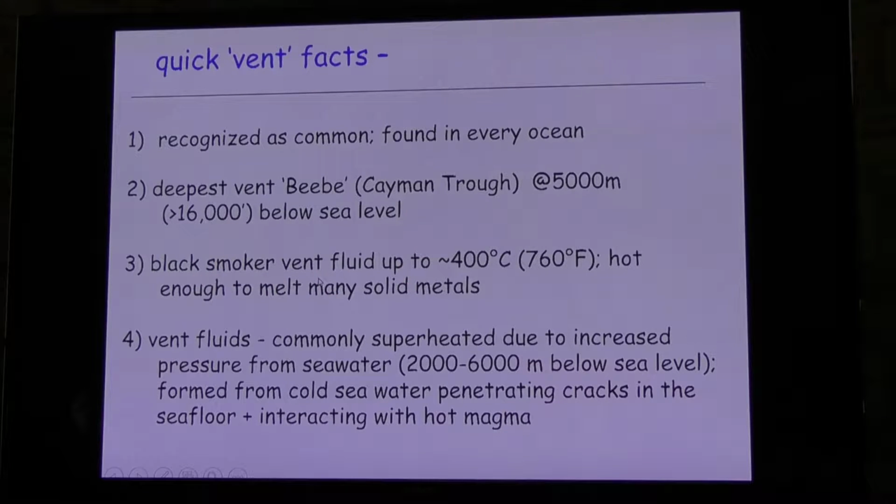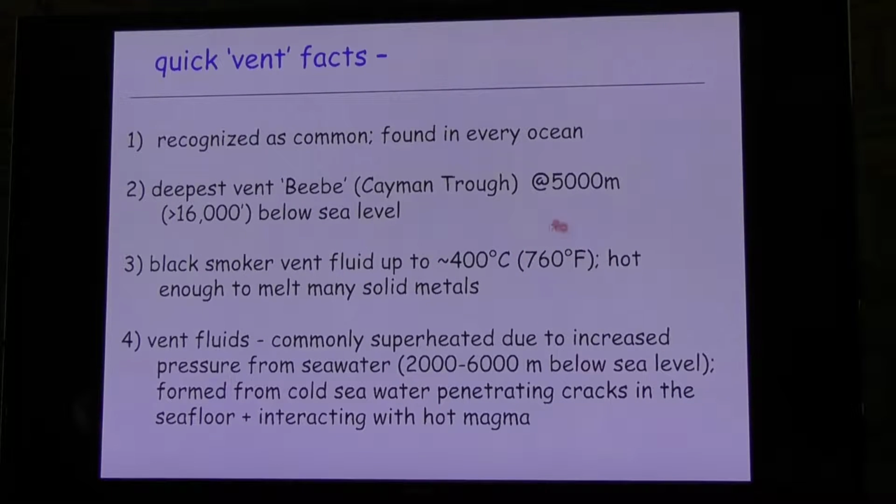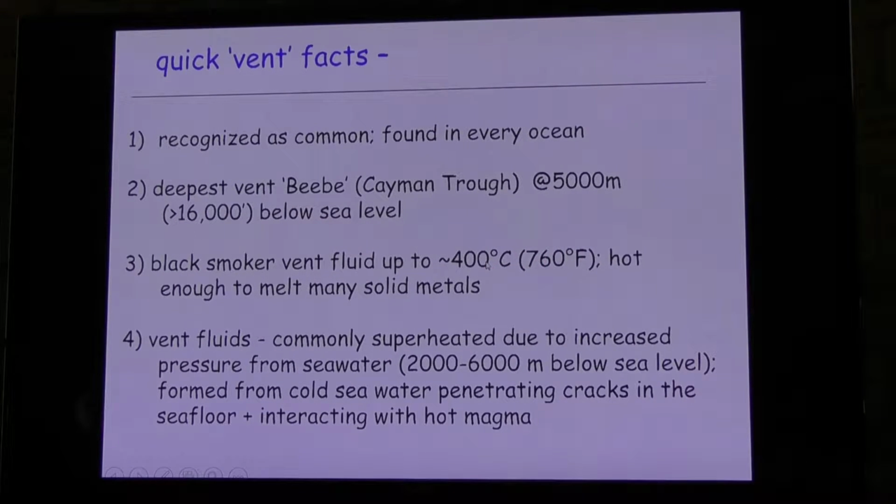Black smoker fluids are the hottest that we have in terms of the vents, and they're between 350 and 400 degrees C, except at extreme depths where the pressure allows water to boil at higher temperatures, okay? So this is about 760 degrees F, much hotter than you're going to broil things in your oven, for reference. And in fact, those temperatures are hot enough to melt many solid metals, okay? And the vent fluids themselves, as I said, are typically superheated due to the increased pressure of the overlying water.